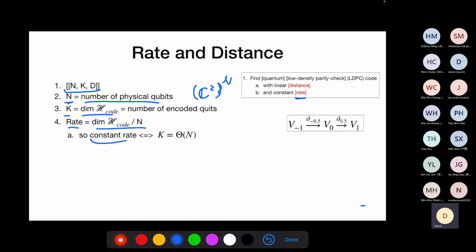A constant rate here would mean that k is linear in n. So they are the same thing. So that's for rate.